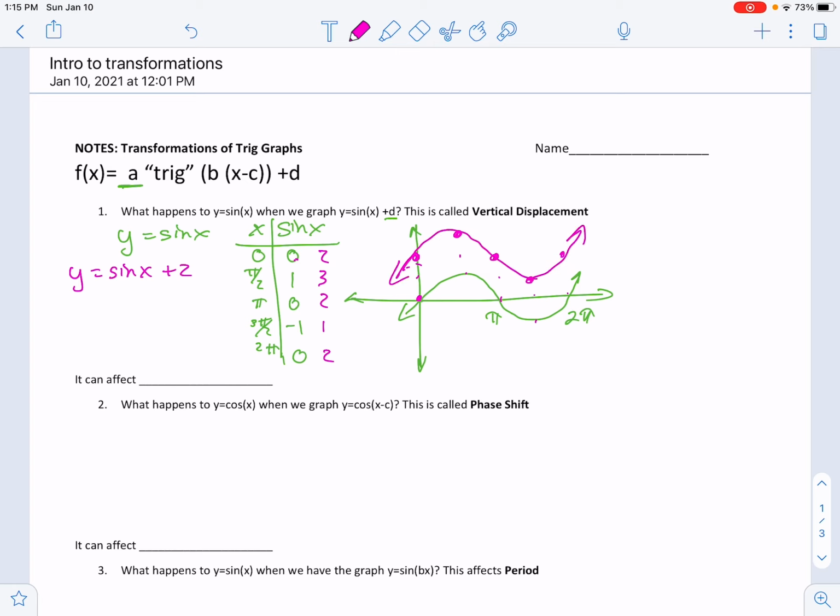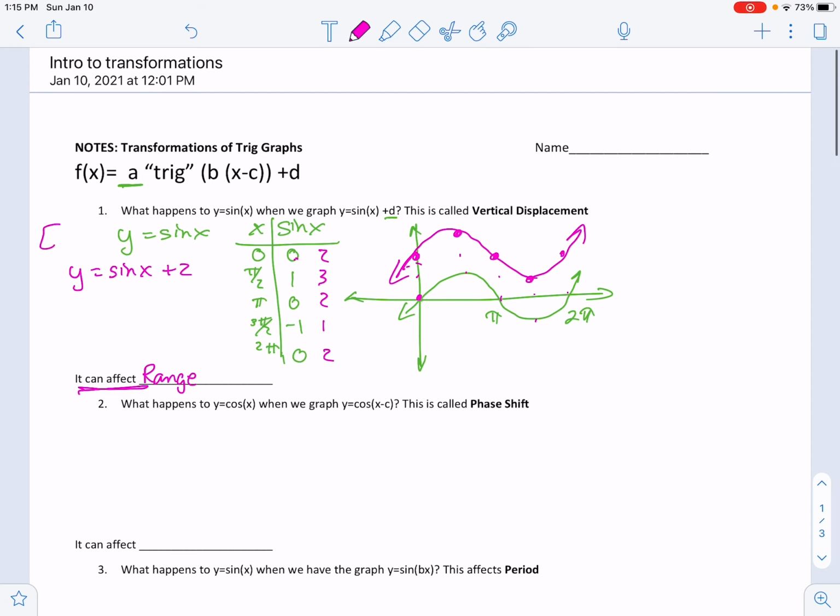All right? Now, you ask yourself, what does it change? The domain or the range or both? Well, in this case, it affected the range. Okay? So my range changed because this one is from -1 to 1. I now have it going from 1 to 3. But will it do the same thing for all trig functions?